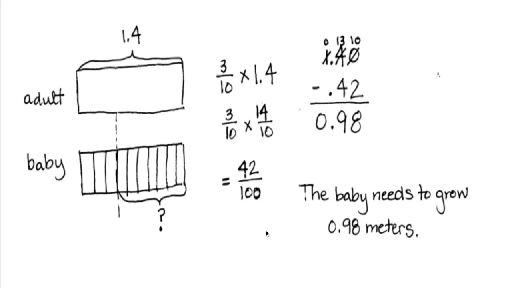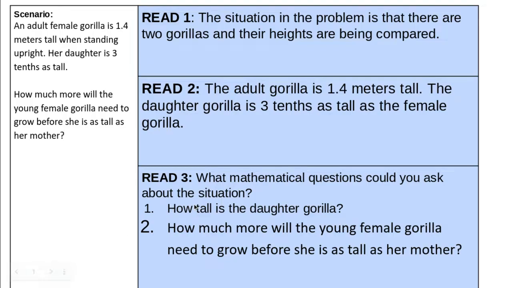So what we did was we took two amounts, we turned the two amounts into fractions, we multiplied those fractions, it gave us our product, and then we had to take that product and subtract it from the initial amount of 1 and 4 tenths, which finally gave us the amount that told us how much the baby needs to grow in order to be its mommy's height. So we were able to answer both of our mathematical questions. Great job.